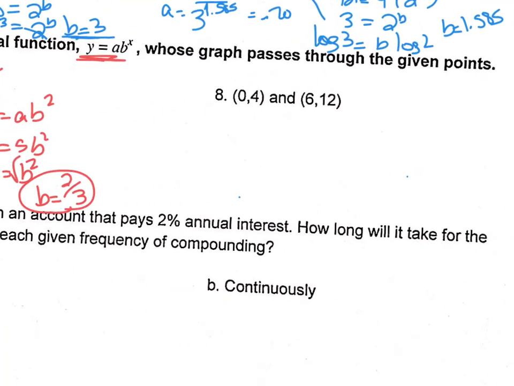One more of these. Number 8. Same deal. A 0 again makes life so nice. Put the 4 in for the y, the 0 for the b, for the x. B to the 0 is 1, which means a is 4.